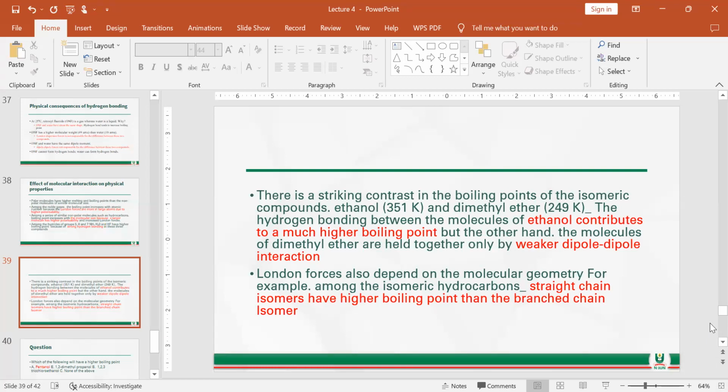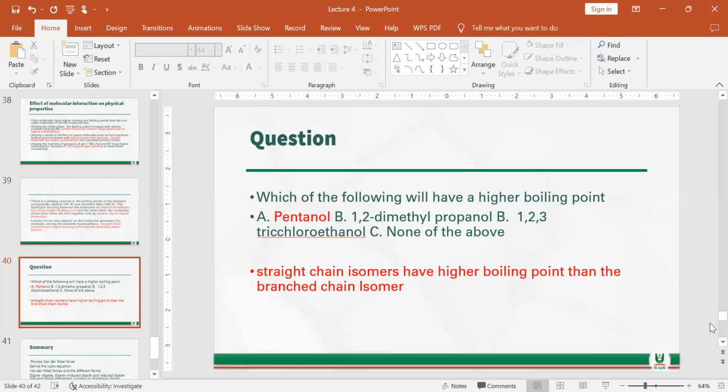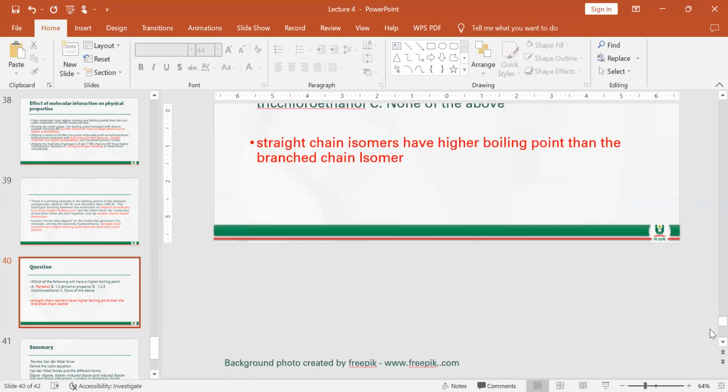So you can see that hydrogen bond can cause a higher boiling point. Which of the following will have higher boiling point? Pentanol, 1,2-dimethyl propanol, 1,2,3-trichloroethanol, none of the above. Pentanol is a straight chain molecule, and as we have stated, straight chain molecules have higher boiling points than branched chain molecules.